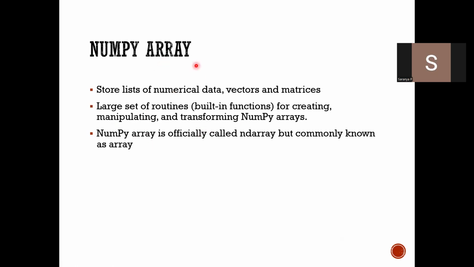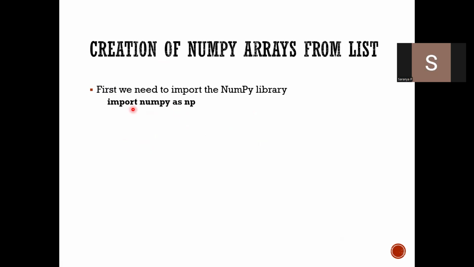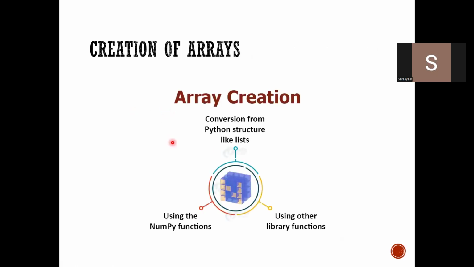Also, a NumPy array can be created to store lists of numerical data, vectors, and matrices. Also, it has its own built-in functions for manipulating and transforming the NumPy arrays. And here, a NumPy array in Python is usually called an ndarray. ndarray is nothing but n-dimensional arrays. Okay, now multiple dimensional arrays. This is the package. You can import this package and start using all the functions and other properties with respect to numerical Python in your Python code.